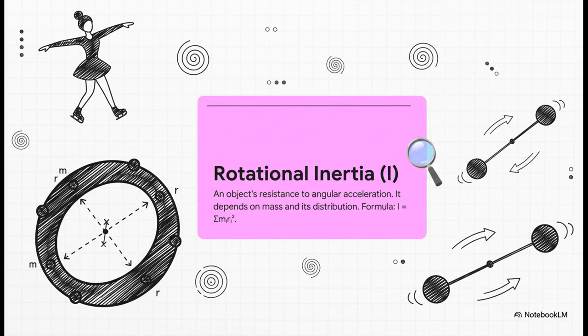Now, the huge insight here is that it's not just about how much stuff there is, it's about where that stuff is. The formula tells us everything. You have to sum up every little piece of mass multiplied by the square of its distance from the axis.